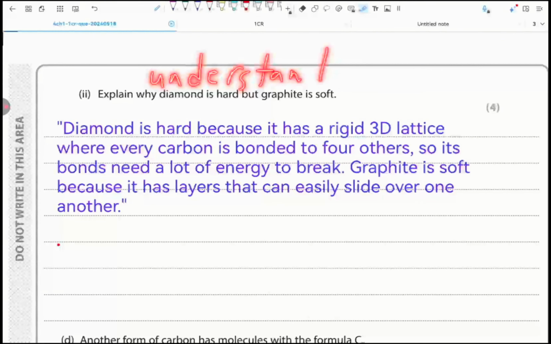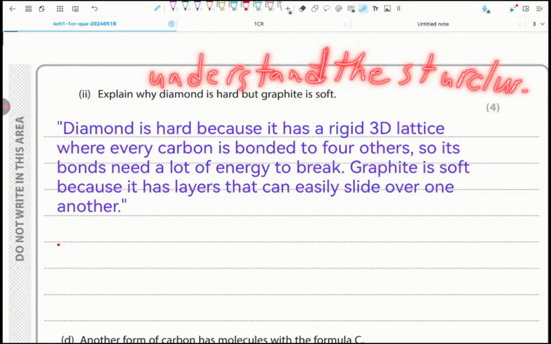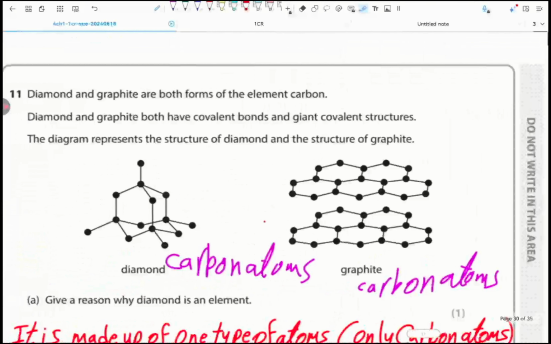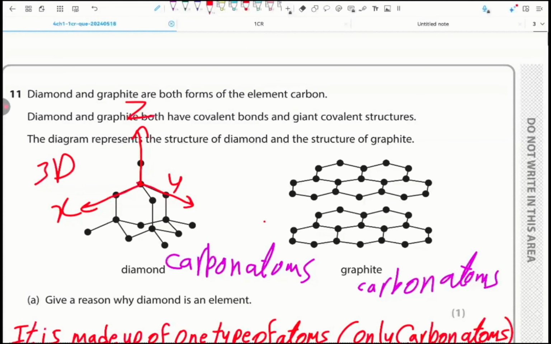The structure. So what is the structure of each one of them? Let's start with diamond. Diamond is hard because it has a rigid, meaning strong, 3D lattice. What do we mean by a 3D lattice? Look here, my friends, at diamond. Diamond has X here. It is connected, bonded with an atom on X, on Y, and on Z. That's why we call this chemical compound a 3D lattice.